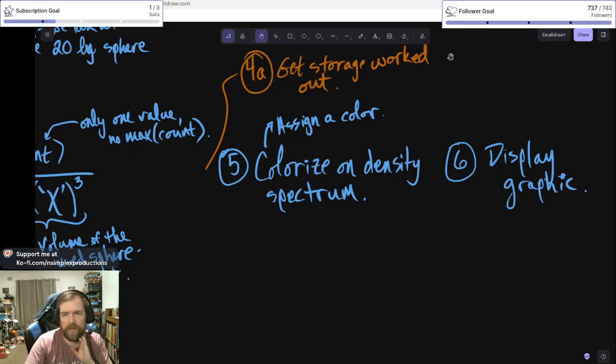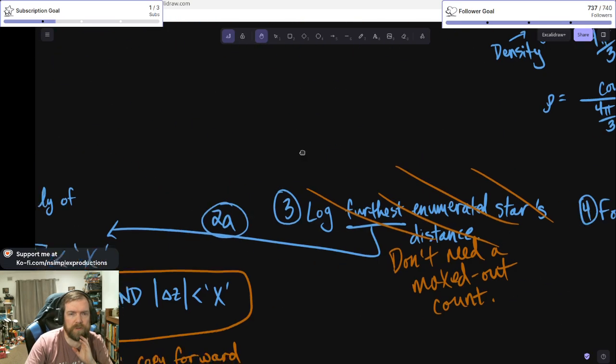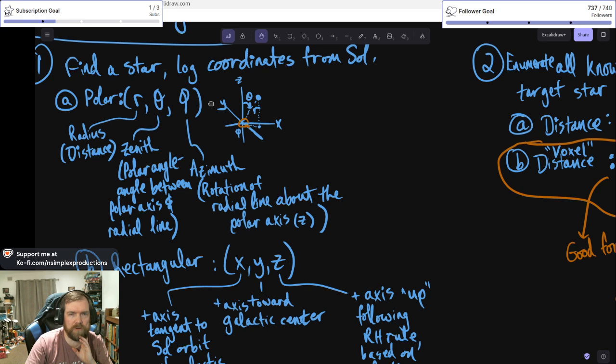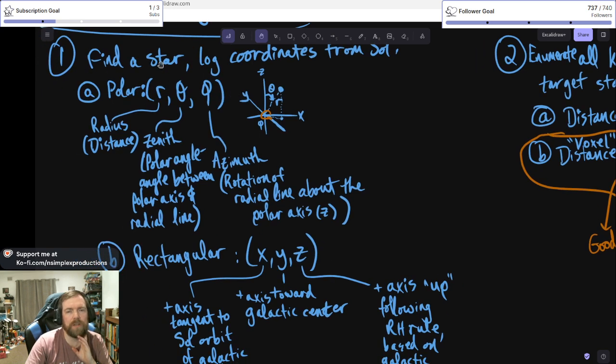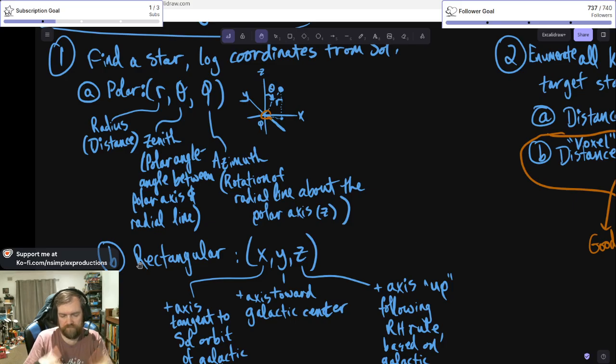Yeah, and then figure out how databases and storage work, because otherwise that's going to be a mess. And then colorize using density, and then display the graphic. So the only thing that I sort of know how to do is, after you get the data, do all this stuff. The current Elite Dangerous system is entirely in rectangular coordinates, just because they label all of the voxels as you go up through the layers. So as you move around and up and down.